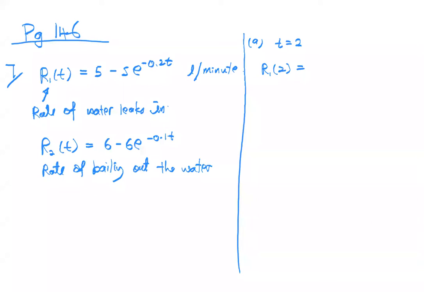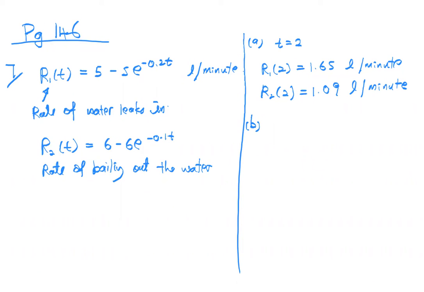1.65 liters per minute. Okay, how about bailing out? So it's slower, 1.09. So the level of water in the kayak will keep increasing, correct? Okay, everyone, are you following? Okay, everyone in the class?